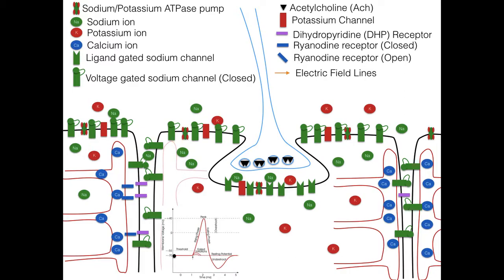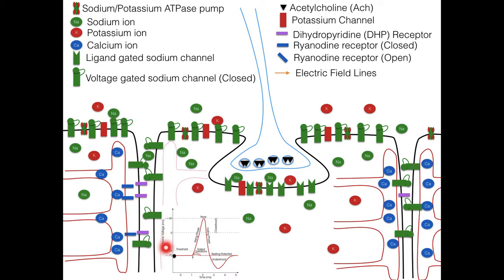Remember, these structures in the triad are really close together. So even though one is on the T tubule and one is on the terminal cistern, they're really, really close together, and they can interact with each other. Ryanodine is a calcium transporter, and it can be open or closed. They're closed right now because we want to keep the calcium inside.